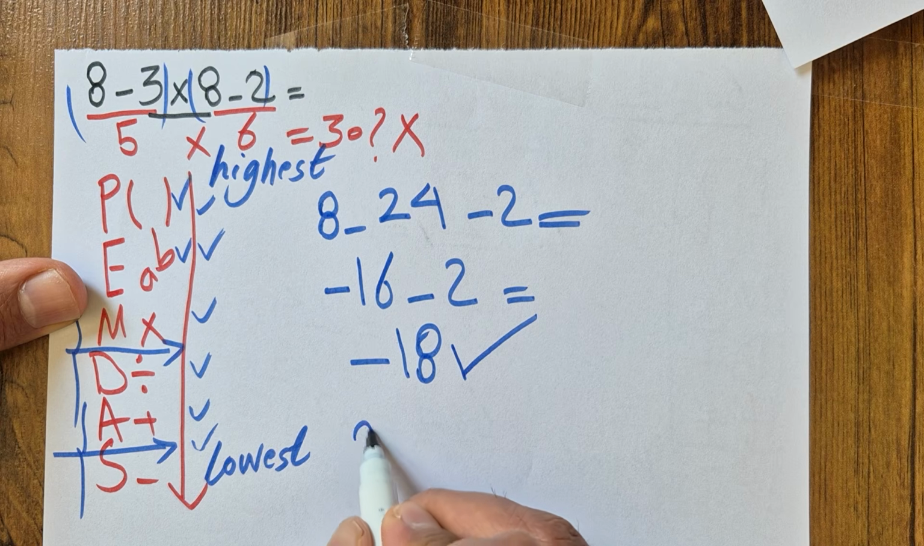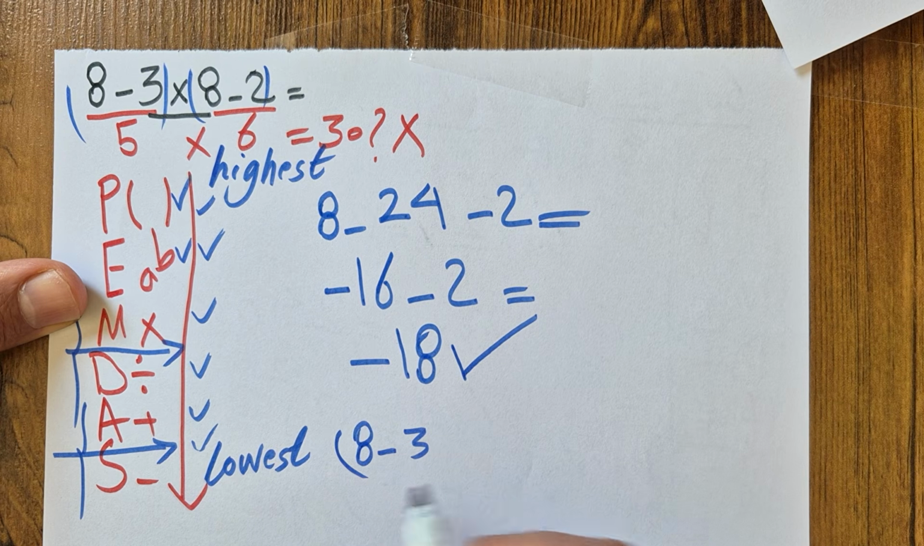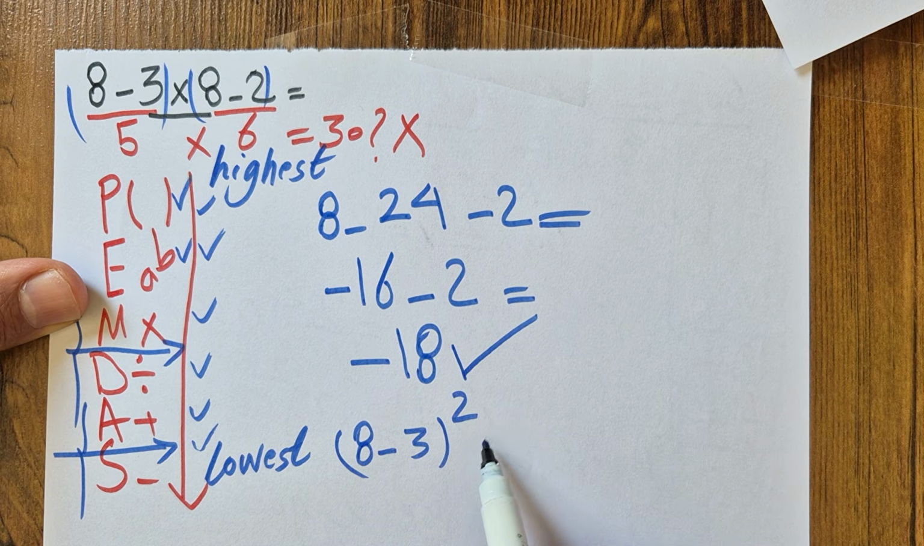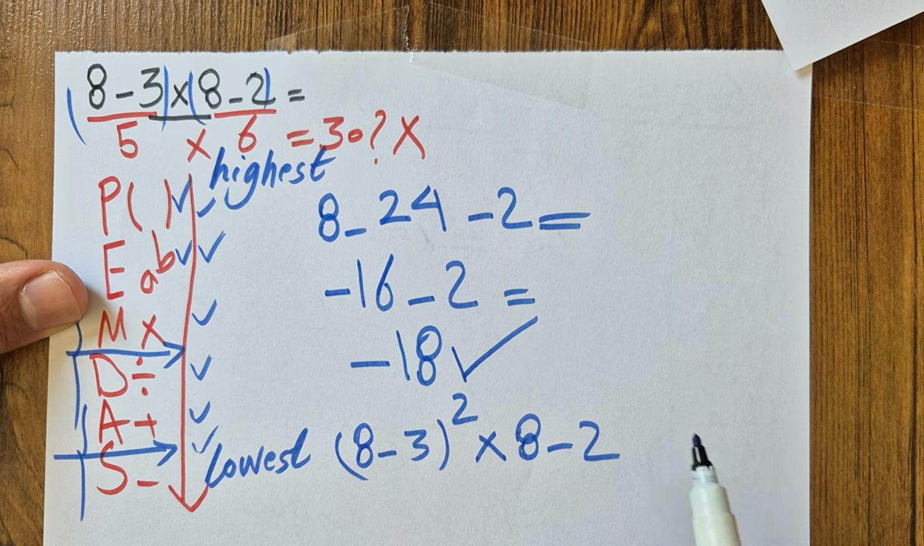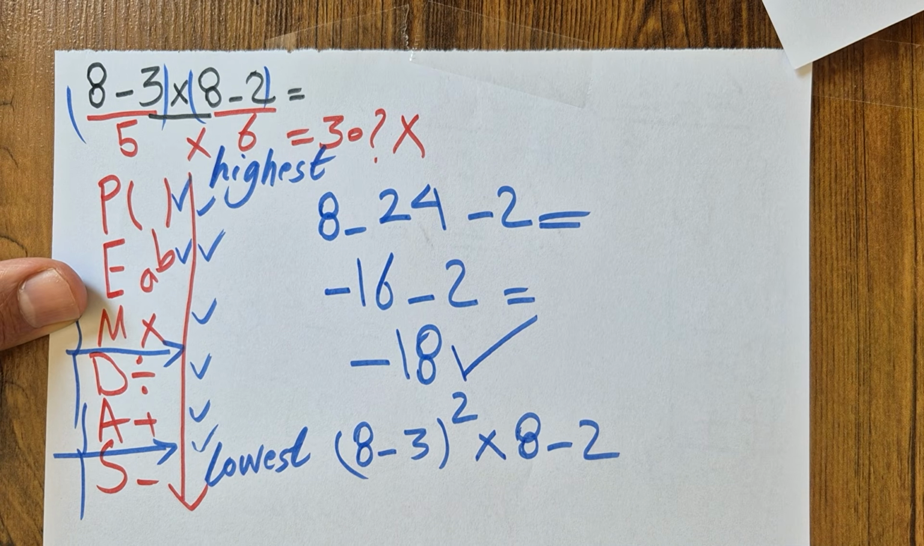For your homework, what would the answer be if we had this part inside the brackets and squared and times 8 minus 2? That's really difficult. Okay, so make sure to drop your answers in the comments below.